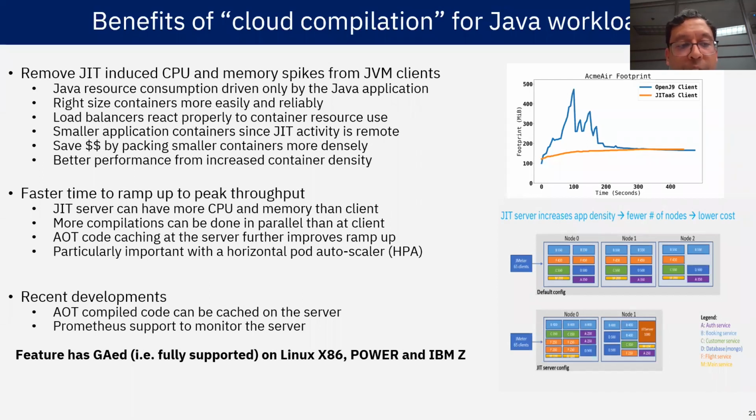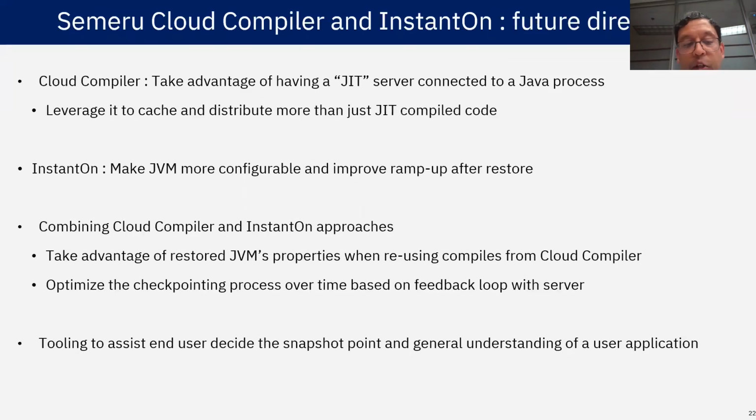And the second benefit is, of course, faster time to ramp up to peak throughput. You can allocate more resource to the JIT server, more CPU and memory, which can mean that more compiles can be done in parallel than at the client. We've done several enhancements recently. This is an area of our technology that keeps evolving. But the feature has GA'd, unlike Instanton, which is still at a fairly early stage. We're 18 months into that project. This one has been in development for at least 3-4 years now.